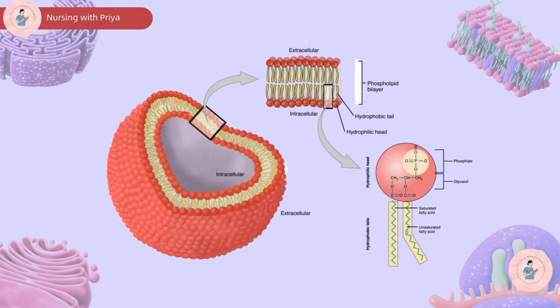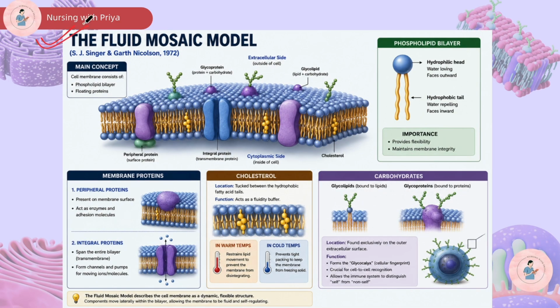The fluid mosaic model is the most accepted model of the structure of the cell membrane. It says that it is made up of phospholipid bilayer and floating proteins. The first structure of the cell membrane is phospholipid bilayer. The phospholipid bilayer means that there are two layers. Look here. This is the first layer of the phospholipids, and this is the second layer of the phospholipids. So bilayer means that there are two layers present in the cell structure.